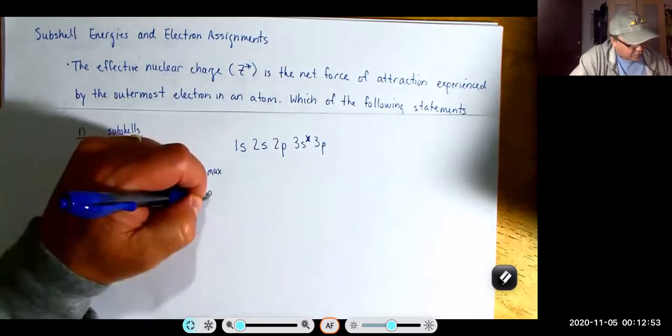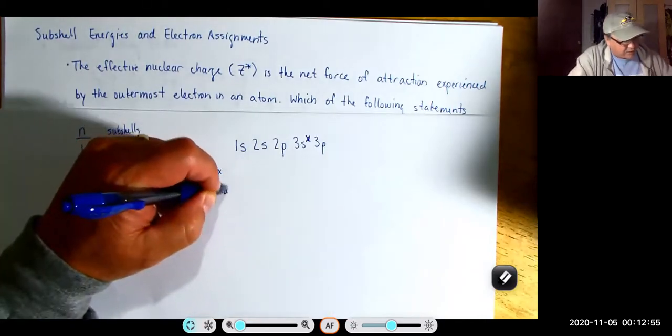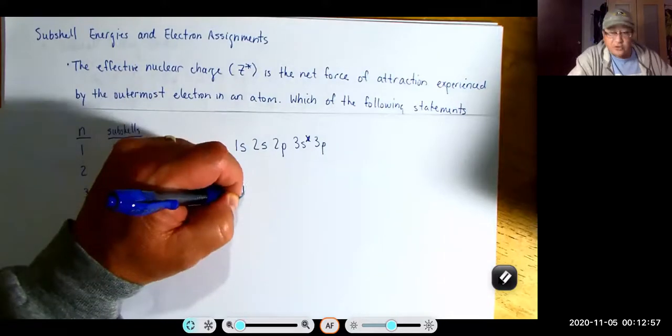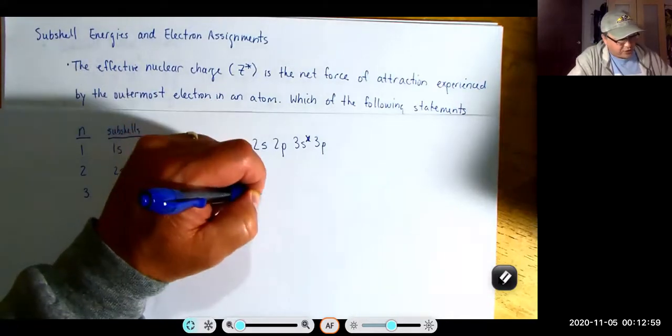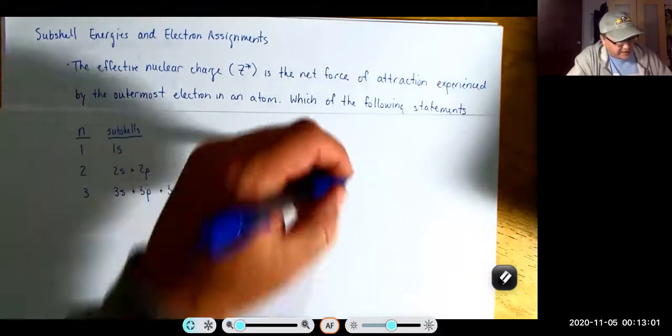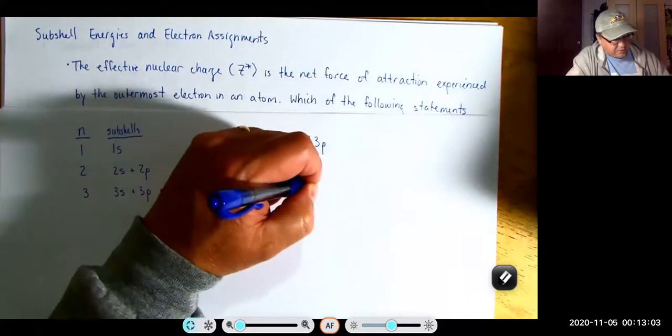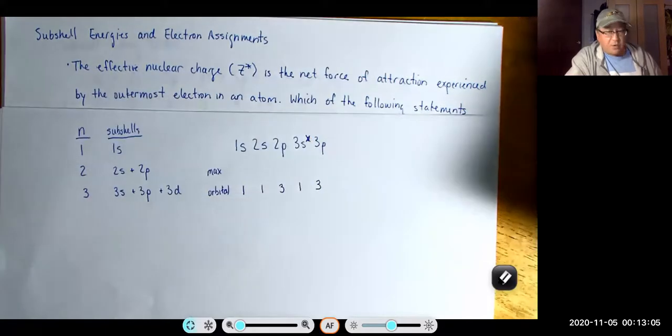I'm also going to put the little orbitals. So in the 1s subshell, there's one orbital. In the 2s, there's one orbital. In the 2p, there are 3 orbitals. In the 3s, there's 1 orbital. And in the 3p, there are 3 orbitals. And that's an important thing to remember.